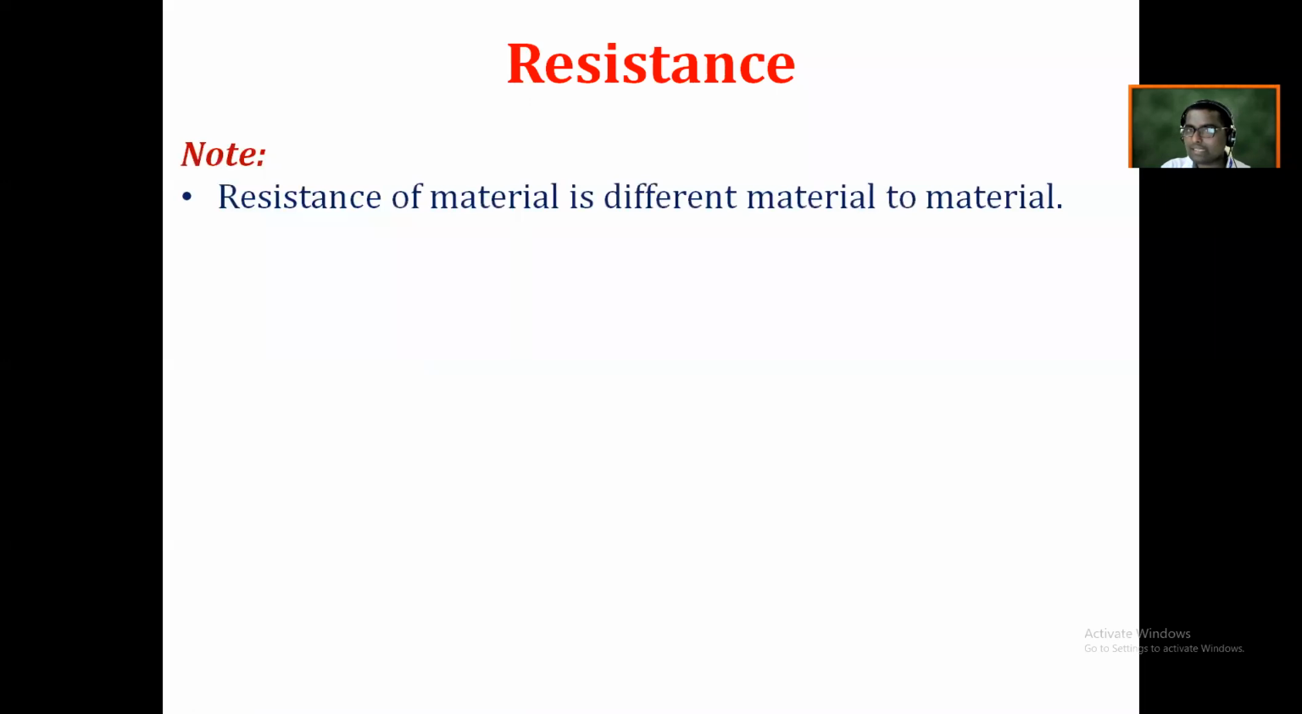So resistance of a material is different from material to material. Just as I explained right now. Resistance offered by silver is different. Resistance offered by gold is different. Resistance offered by copper is different. Resistance offered by aluminum is different. कारण ती मटेरियलची प्रॉपर्टी आहे. मटेरियल चेंज झालं की रेजिस्टन्स चेंज झालं.